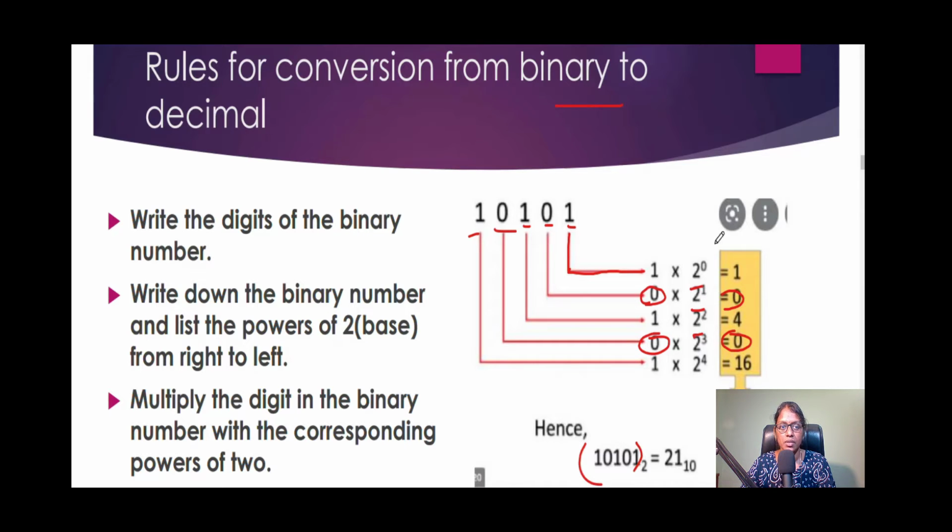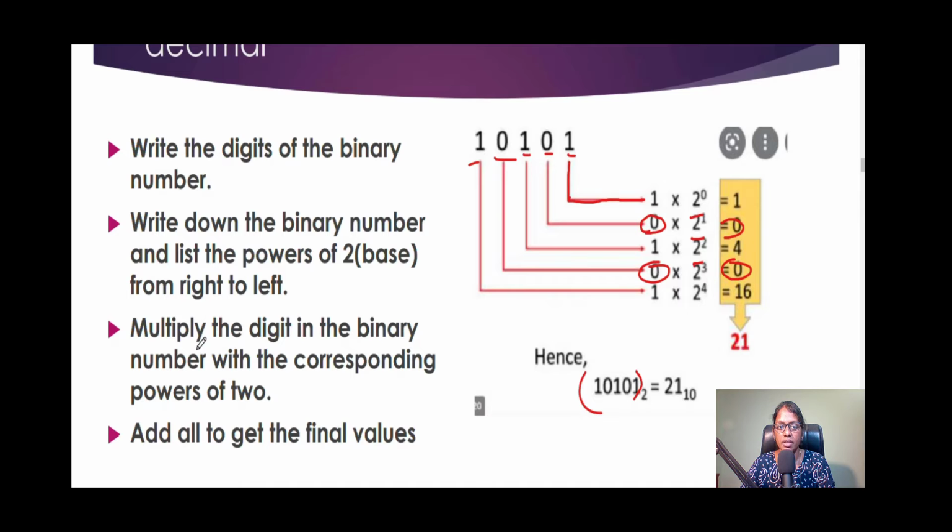Understood? So write down the binary number and list the powers of 2 from right to left, and multiply the digits in the binary number with the corresponding powers of 2, and then add them all to get the final value.